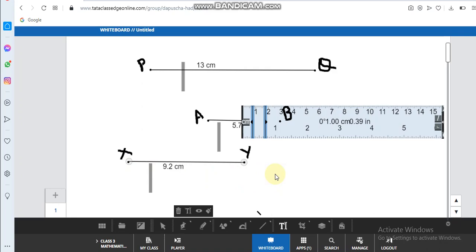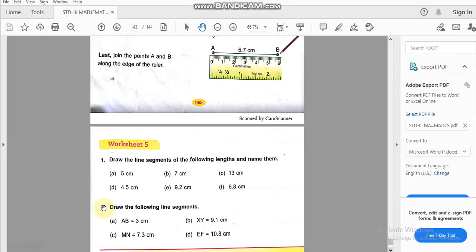Okay, now let us move on to question number 2. Draw the following line segments. So again you have to draw line segments only, but this time the names are already given. So you have to write this name only, and the measurement is also given. So first is AB 3 centimeter, XY 9.1, MN 7.3 centimeter, and EF 10.8. So I'm drawing 7.3 centimeter, and rest you have to do by your own.